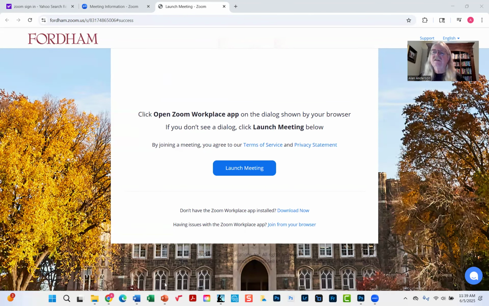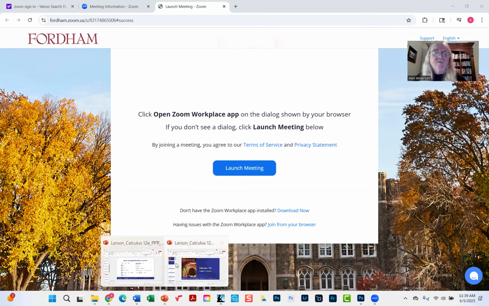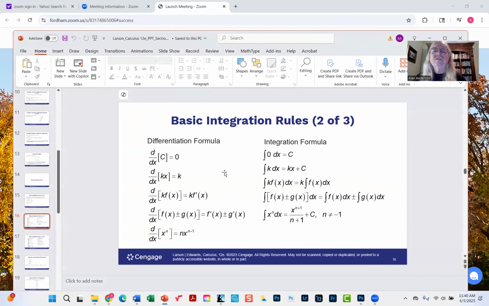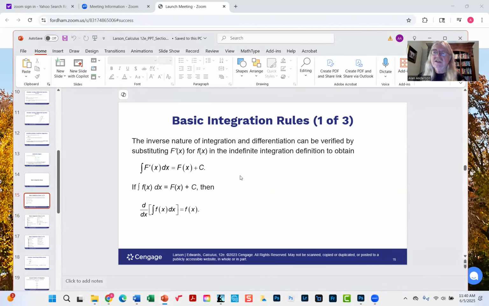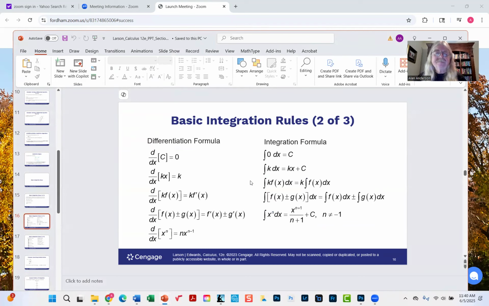So remember, I posted slides from Calculus 1 here. What we're looking at now is Chapter 4. And what they're doing for us here is introducing us to the idea of integration, which is, of course, the reverse of taking the derivative. And they're introducing us to some notation here. And here they've summarized some of the basic formulas that we'll be needing as we go along.